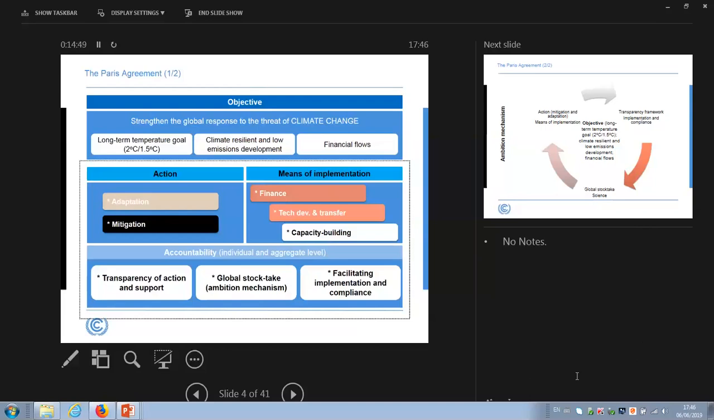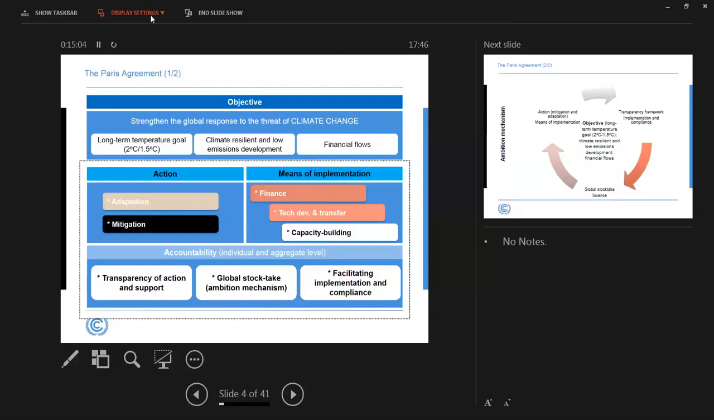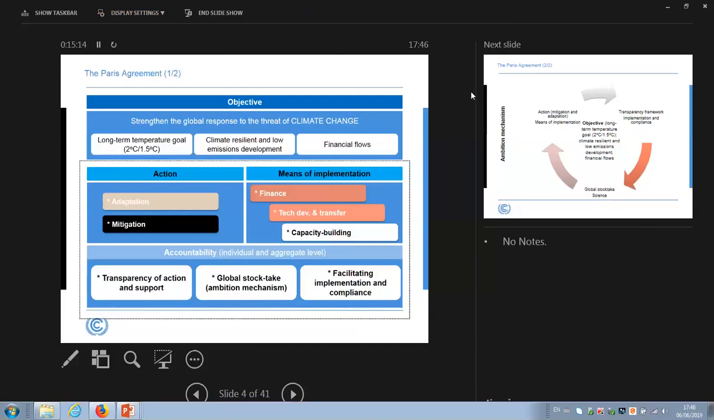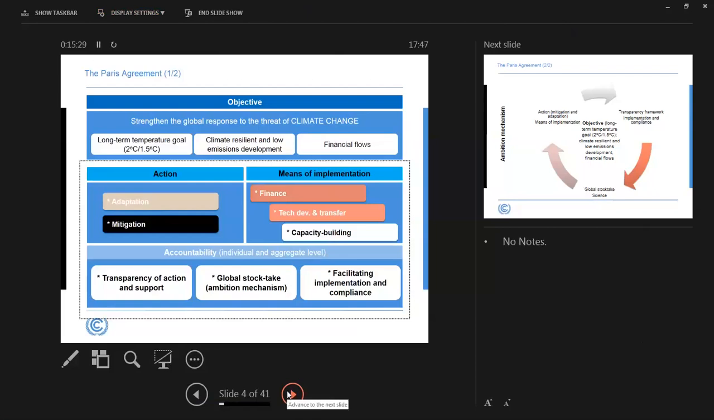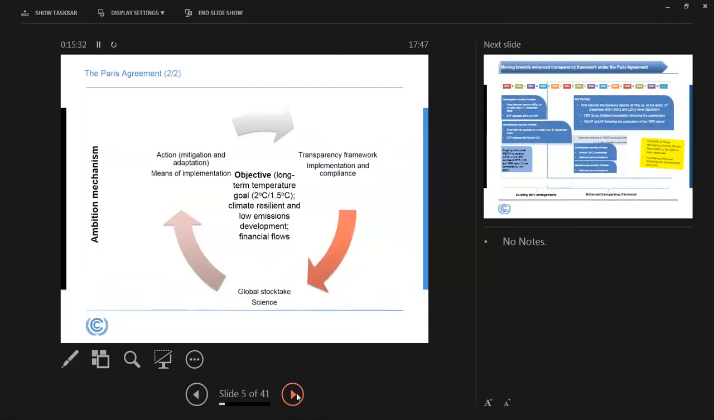The accountability within the Paris Agreement is made of transparency of action and support, the global stocktake, which can be seen as the ambition mechanism. And the third aspect of the accountability component of the Paris Agreement is the facilitation of implementation and compliance. Next slide, please.